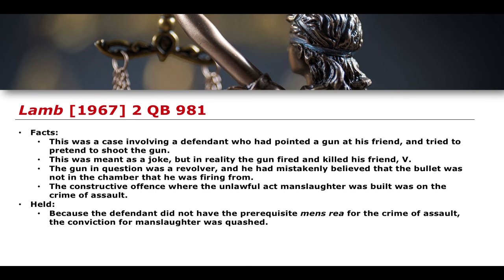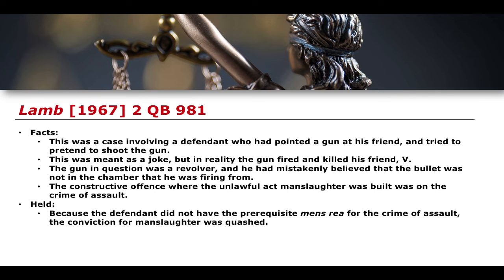Now, the reason why this was ultimately quashed was because the crime of assault requires a certain mens rea. It is not just the actus reus, which is the apprehension of harm, but there is a mens rea element as well. There is an intentionality that is required for the crime of assault. And so, because there wasn't this prerequisite mens rea for the crime of assault, it could not be shown that this constructed offence existed, this unlawful act in which we are constructing the manslaughter existed.